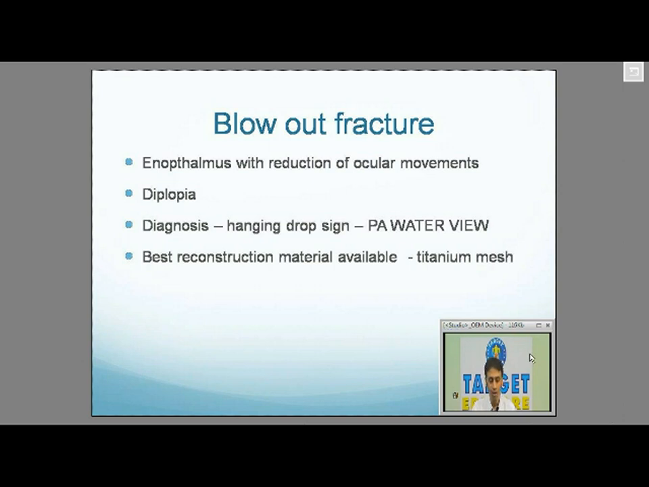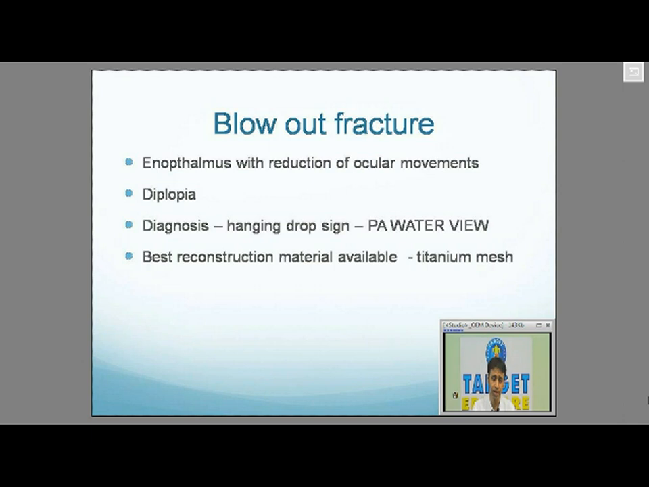Okay. Now, from an MCQ point of view, in blowout fractures, all we need to know is there is enophthalmos with reduction of ocular movements because of entrapment of the inferior rectus muscle. There is enophthalmos and reduction of ocular movements. There is diplopia. Obviously, the extraocular muscles are entrapped. There has to be diplopia, that is double vision.